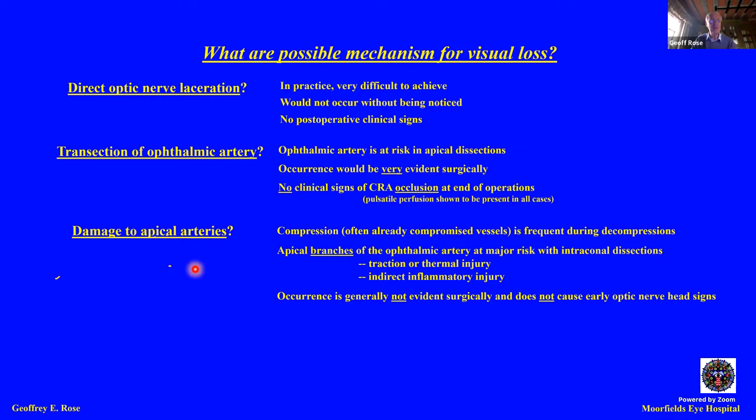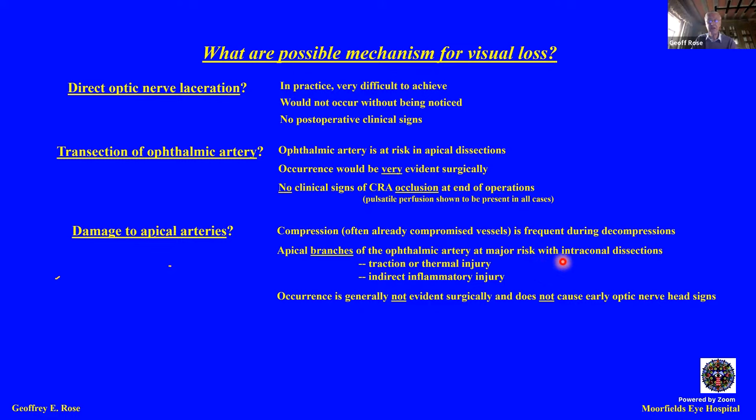So, is it damage to the apical arteries? Well, compression, particularly if you already have a compromised vessel, is obviously frequent during decompression. And yet, as I say, with medial wall decompression for thyroid eye disease, I've never seen a visual loss due to it. But apical branches of the ophthalmic artery are at major risk from intraconal dissections. As we showed, the artery typically goes over the nerve in most cases, and then plunges down medially to become the medial branches and supply the anterior optic nerve.